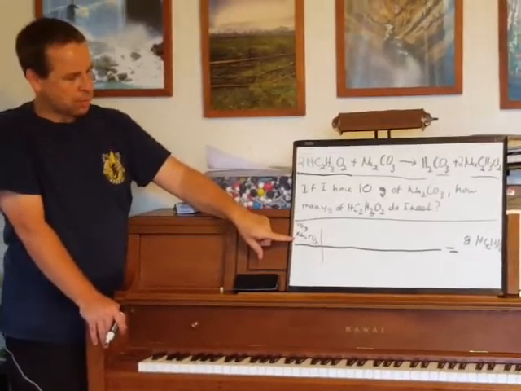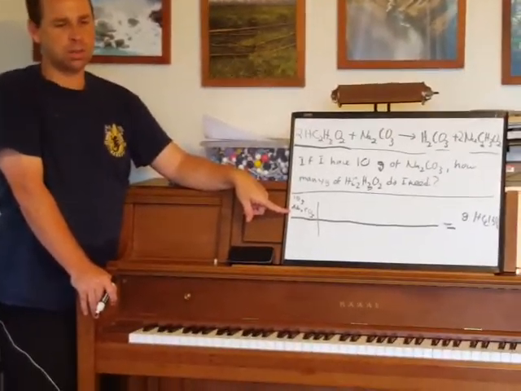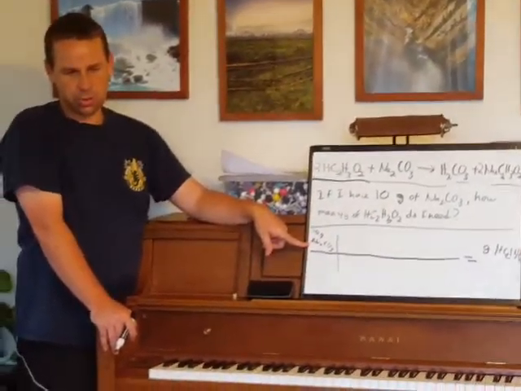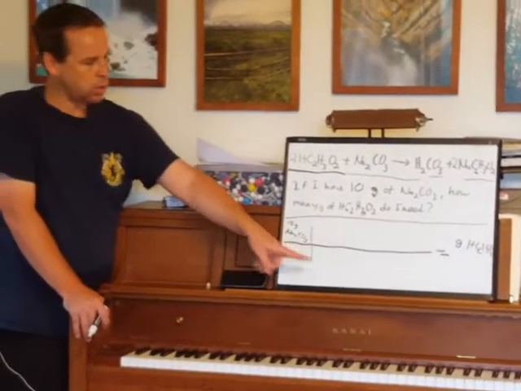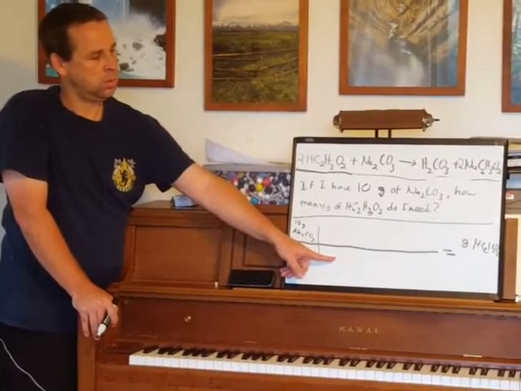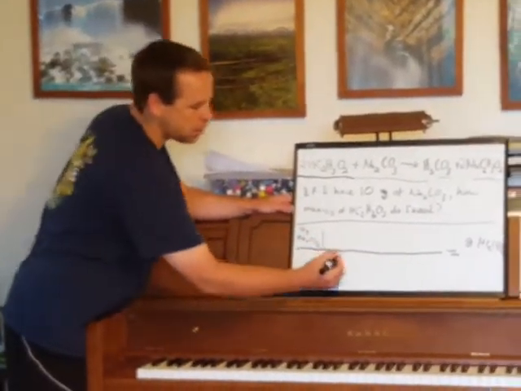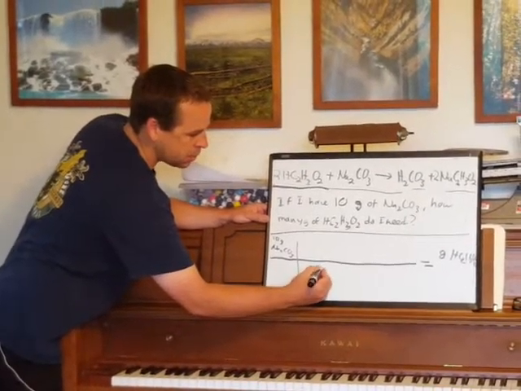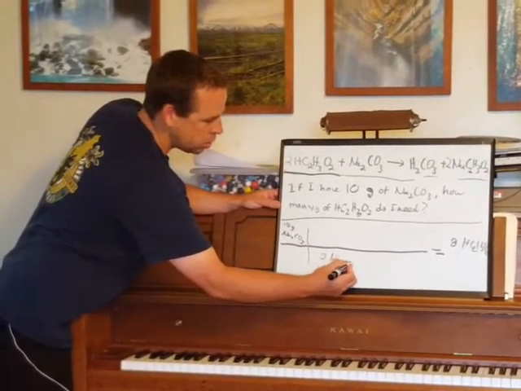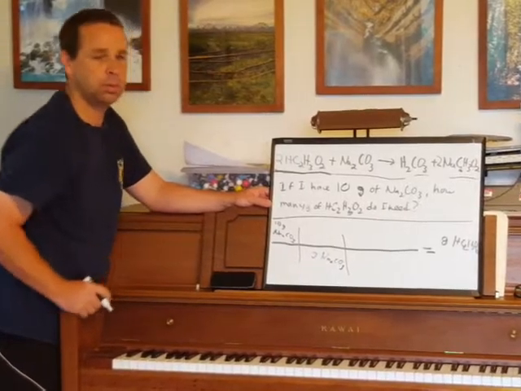So we need to get rid of grams of sodium carbonate and convert it to what? Moles of sodium carbonate. All right, so what units go down here? Down here go grams. Grams of sodium carbonate, because that's what's up here, right? Grams of sodium carbonate, Na2CO3. What goes on top?